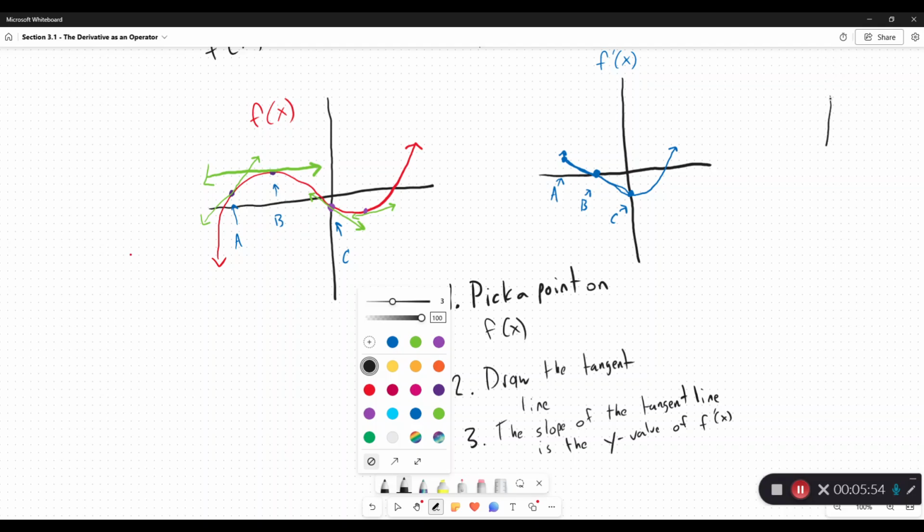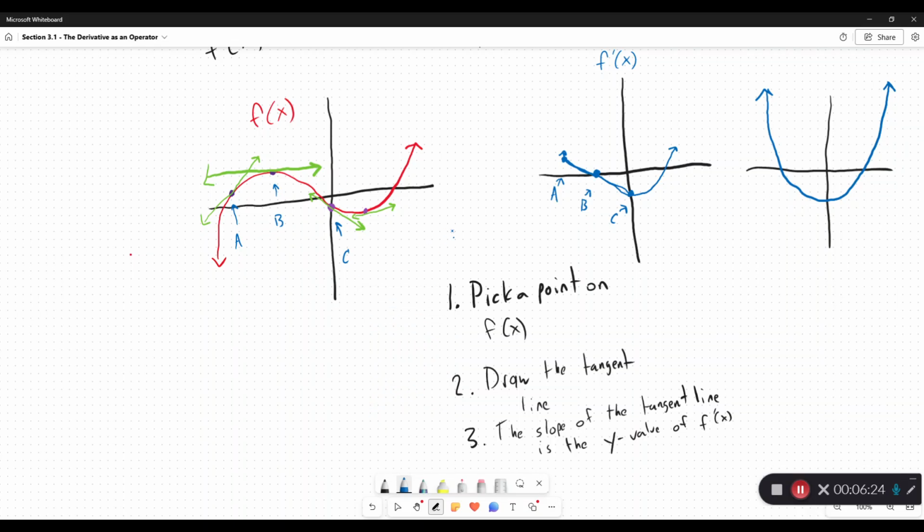I'm going to do a much better sketch just based on what I know. So here's what I know. I know that the slope starts off very, very positive. And it ends very, very positive. And down in the middle, it's going to switch over to a slope of 0. Then it'll keep going. So that's how we can relate functions to their derivatives, graphically speaking.